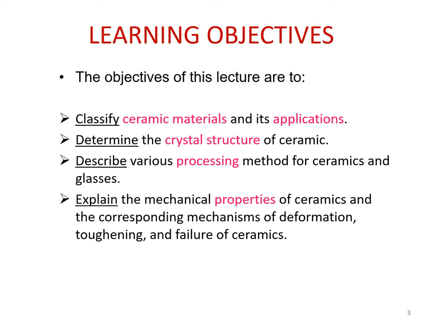The learning objectives of the chapter are as shown in the screen. At the end of the chapter, the student is expected to be able to classify ceramic material and its application, and then you should be able to determine the crystal structure of the ceramics. The third one, you should be able to describe various processing methods for ceramics and glasses, and finally the student is supposed to be able to explain the mechanical properties of ceramics and the corresponding mechanism of deformation, toughening and failure of ceramics.